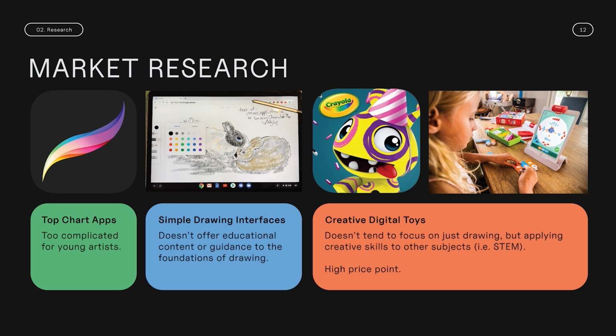There are also lots of apps and toys for creative learning. While being very educational for kids, they don't focus on drawing skills, but instead on applying creative skills to abstract concepts like STEM. They also tend to have a high price point, with the Crayola Create and Play app costing $60 nearly a year, and Osmo kits costing between $100 and $200.